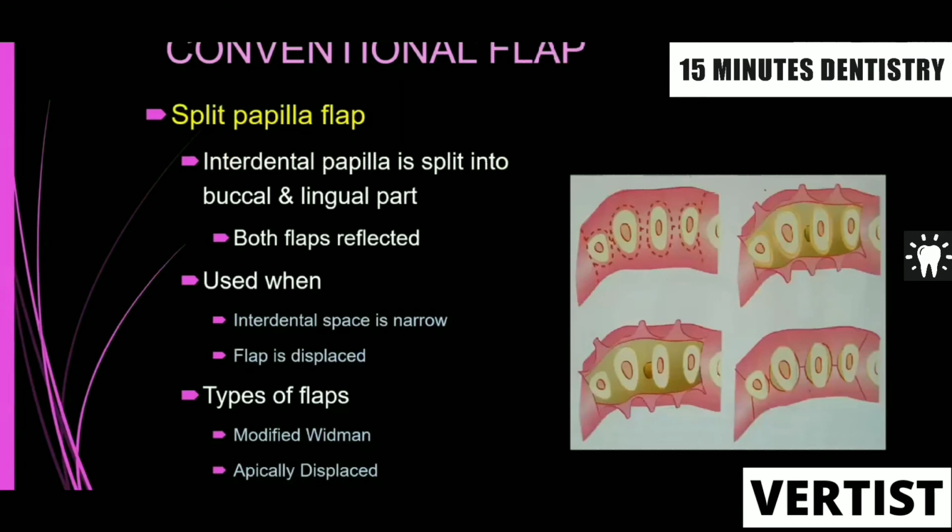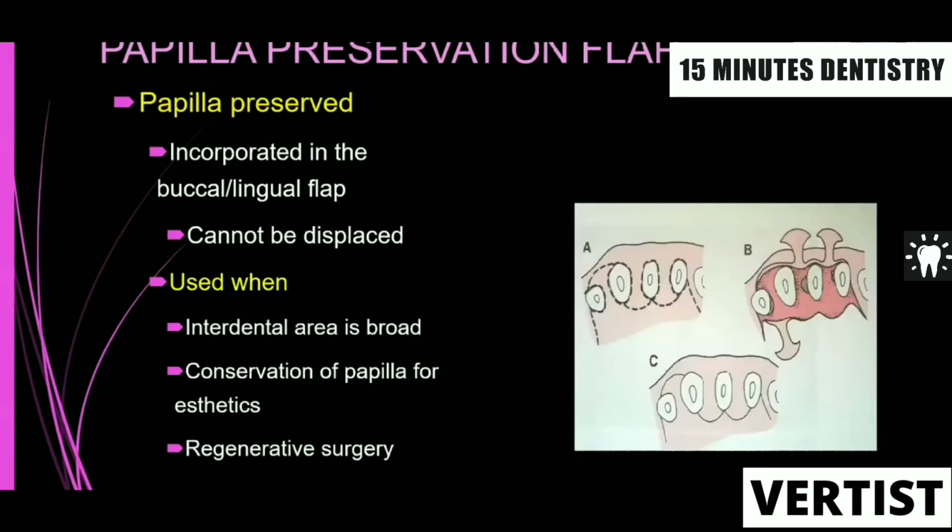Whereas conventional flap is also called the split papilla flap. You can see in the picture the papilla is separated or split into the buccal and the lingual part, and both the flaps are reflected. This is usually done whenever the interdental space is narrow and the flap is displaced. The types of flaps are modified Widman and apically displaced flap.